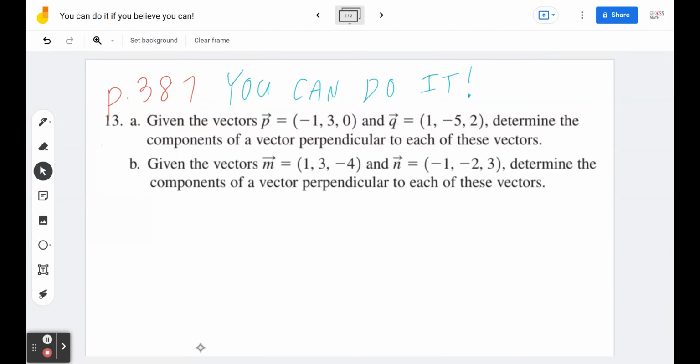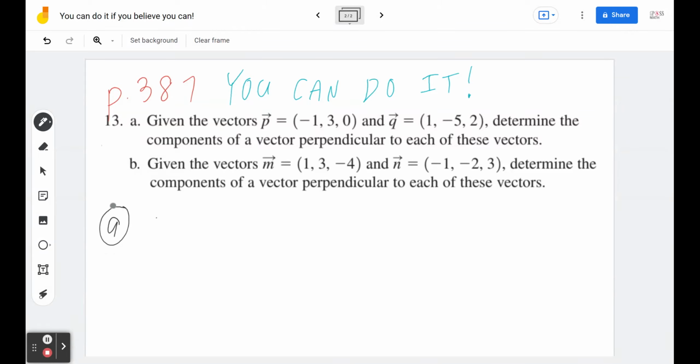Hi, everyone. Let's take a look at number 13 on page 387. Part A, given the vectors P, which equals -1, 3, 0, and vector Q, which equals 1, -5, 2, determine the components of a vector perpendicular to each of these vectors.